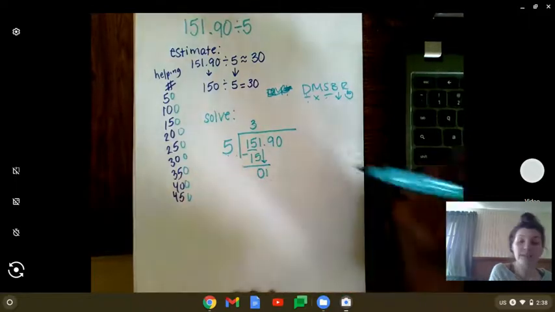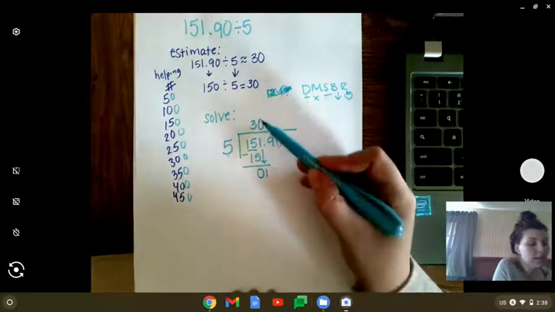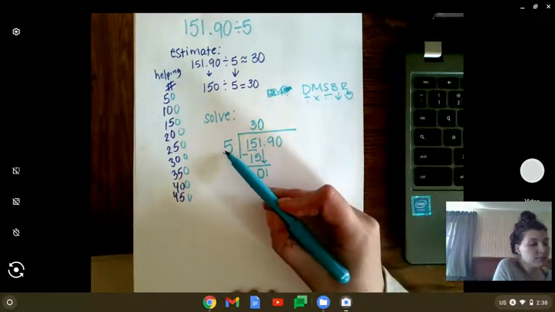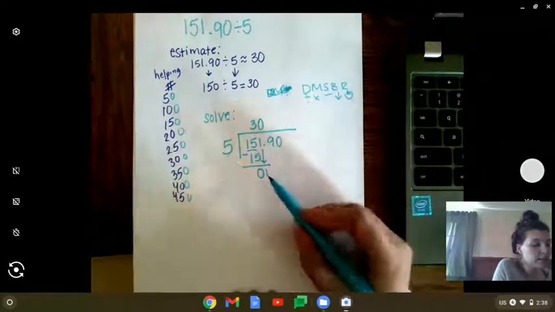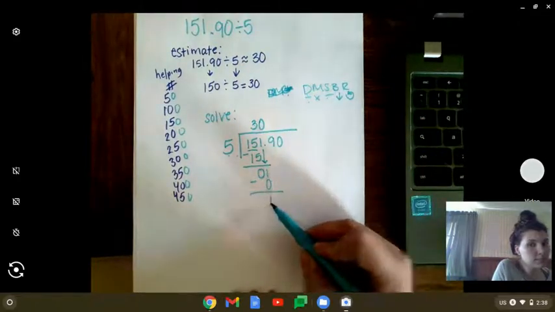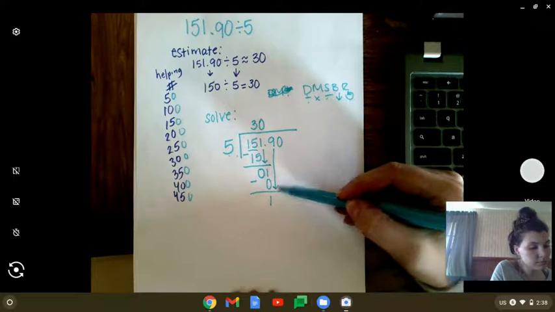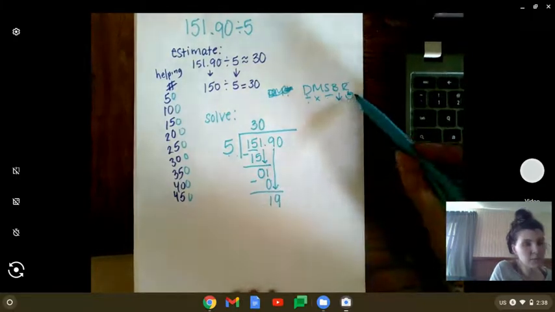5 cannot fit into 1. So a 0 goes above the 1 because we're now using that 1. 5 times 0, multiply. 5 times 0 is 0. Subtract. We get 1. Bring down. We get 9. Repeat. Start at the beginning.